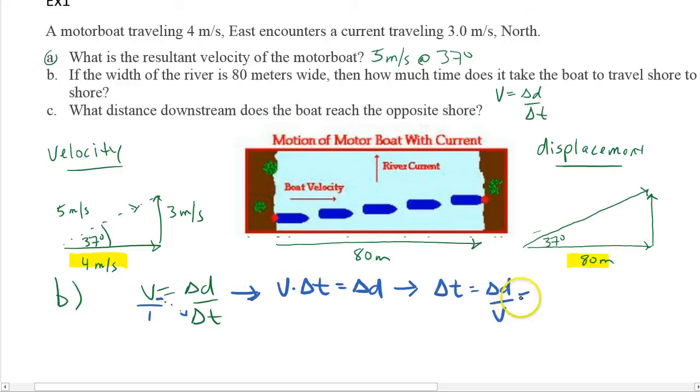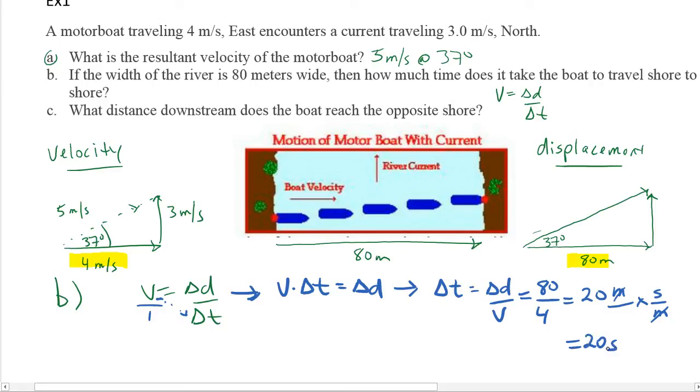Alright, the delta D that I'm going to use is the 80, and the velocity I'm going to use is the 4, so 80 divided by 4 is 20. And this is the neat thing too: if you get meters divided by meters per second, dividing by a fraction is the same thing as multiplying by the reciprocal. So instead of dividing by meters per second, I'm going to multiply by the reciprocal, which is seconds per meter. And then you can see the meters cancel each other out and I get seconds. Or you can trust the formula, the time is 20 seconds.